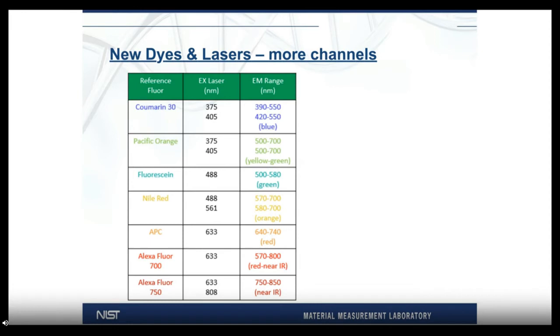We've expanded the number of reference fluorophores that we use for assignments beyond SRM 1934. Three new ones include Pacific Orange, which uses the same excitation wavelengths as coumarin 30, but goes further into the red side. It goes into yellow-green emission, as well as Alexafluor 700 and Alexafluor 750, which go further into the near IR than APC.